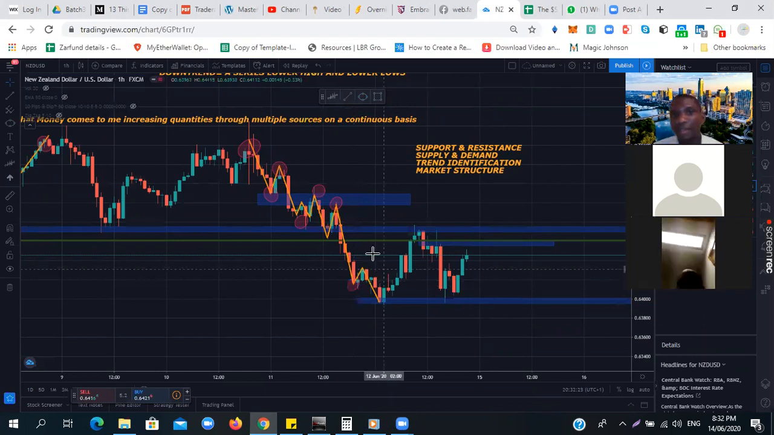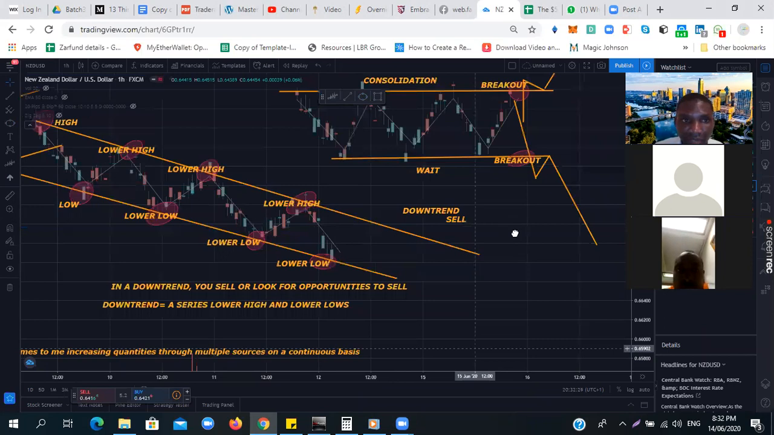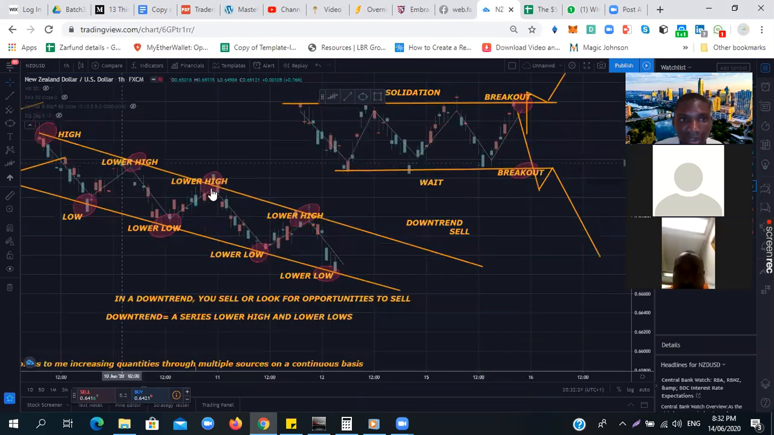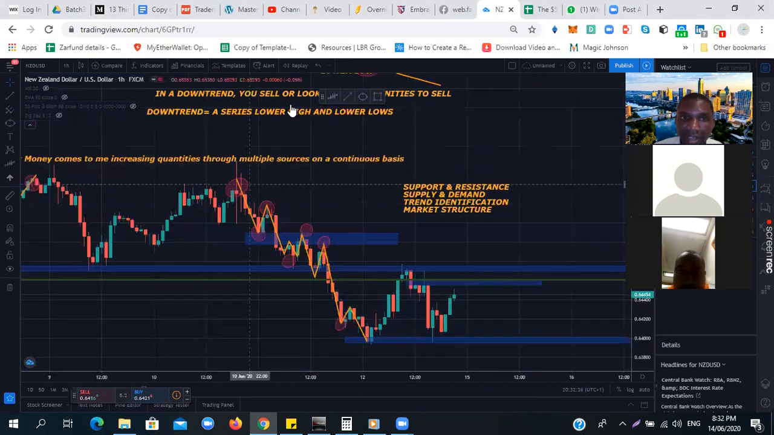Now what are we seeing here? We said that a downtrend is lower highs and lower lows, right? So what are we seeing here? This right here is a high. And this is a lower high. This is a low. This is a lower low.